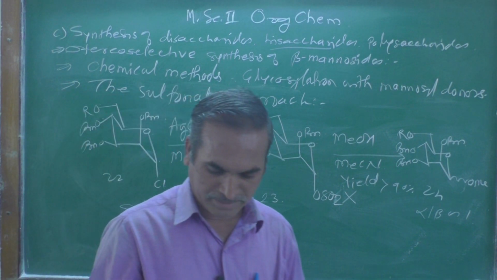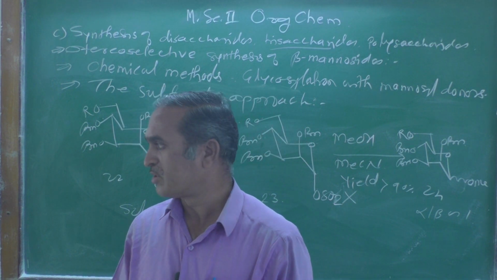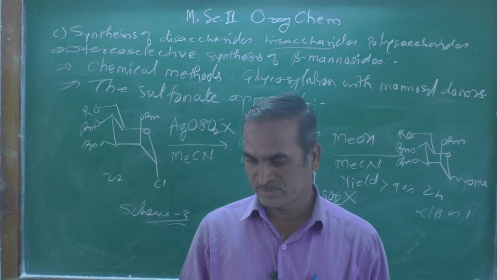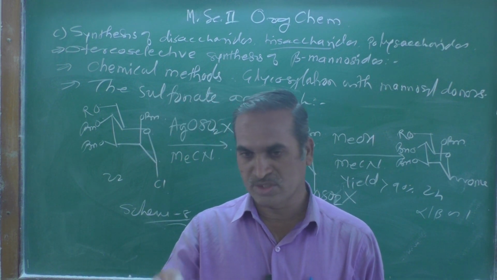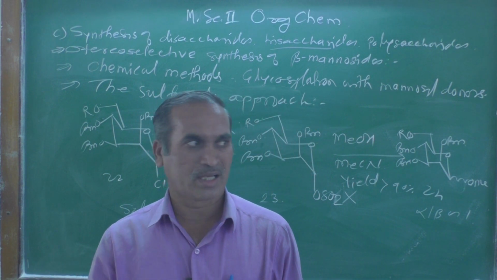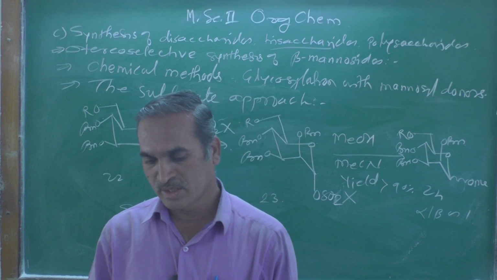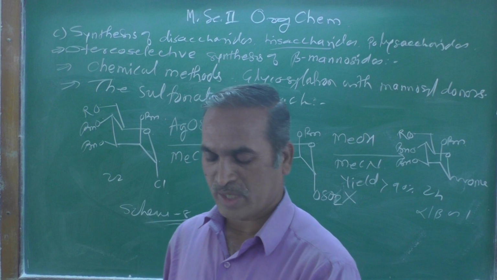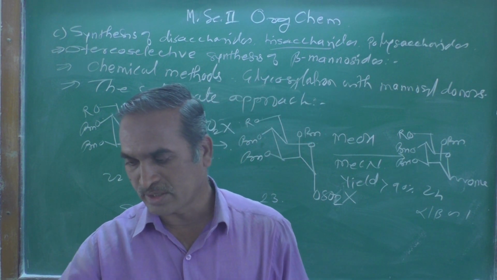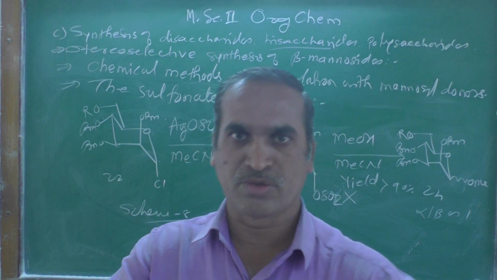So I think we have seen some of the schemes, how we can obtain a beta mannoside, generally a disaccharide, trisaccharide, whether they are non-reducing sugars or reducing sugars, and that type of property we have also checked over here. So with this, let us stop today here. The remaining we will see in the next lecture. Thank you. Have a nice day.